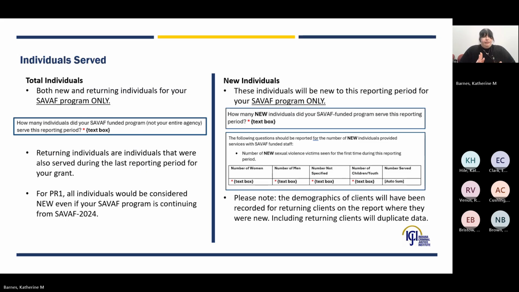But for the new individuals, that is going to be the number that we report on a few of the subsequent slides, and I'll highlight when it should be just new individuals or new and returning. So when you enter your new number of individuals, the next question is going to be a table asking for the sex of each individual. So the number of women, number of men, number not specified, and then the number of children and youth. That total number served at the very right should total your new individuals on each program report.